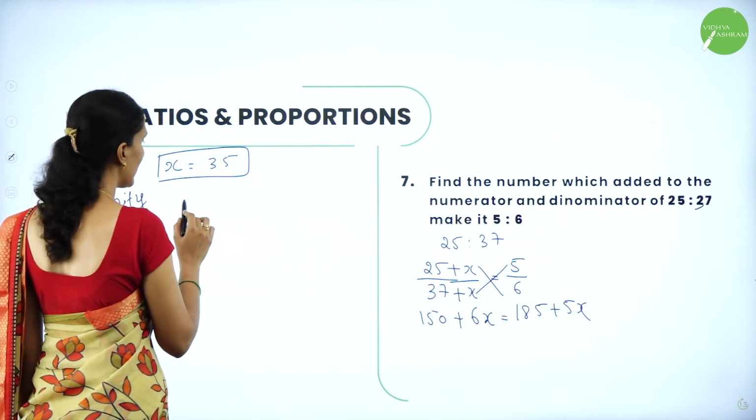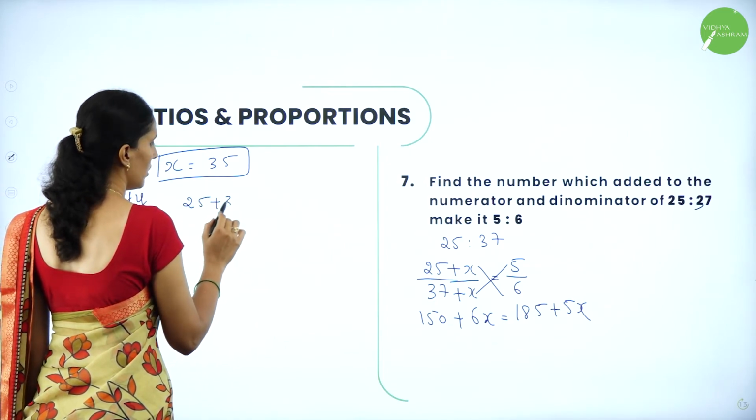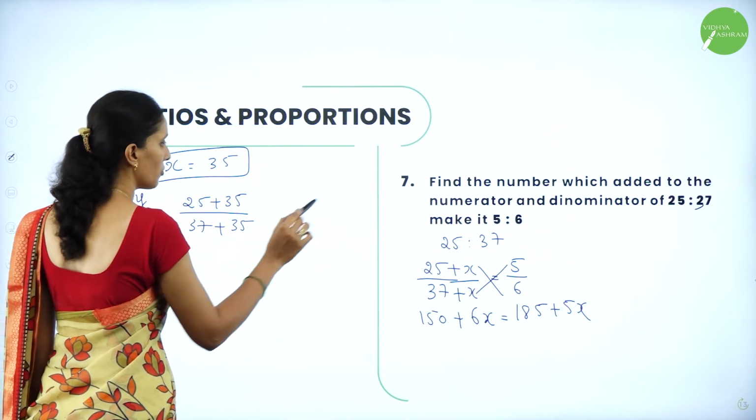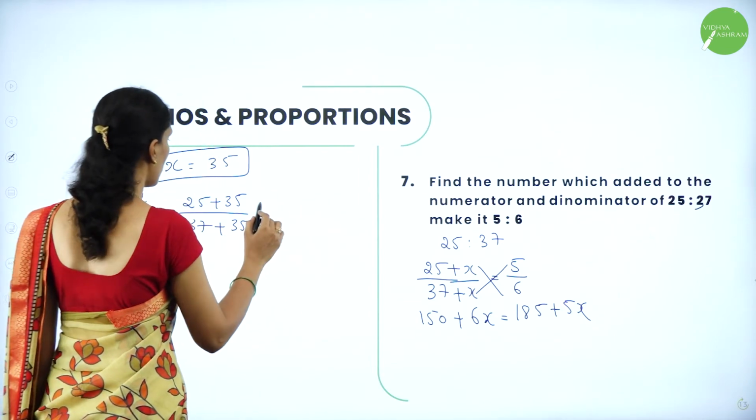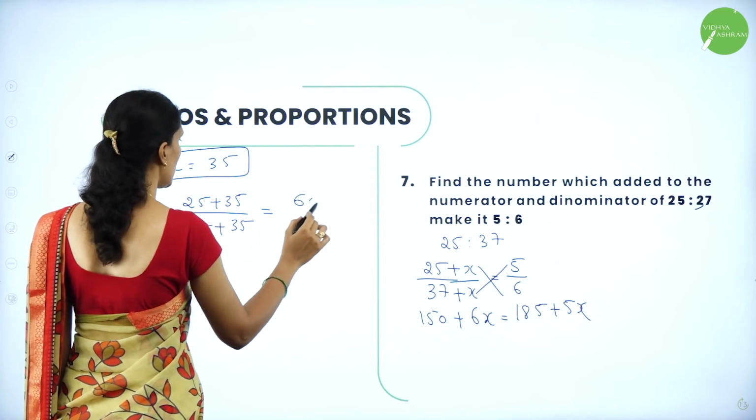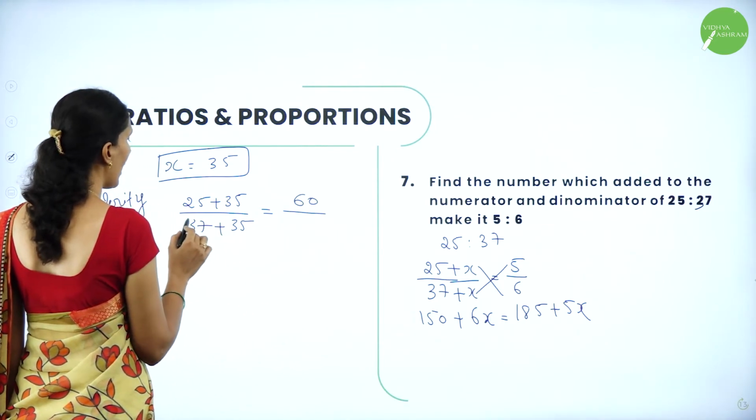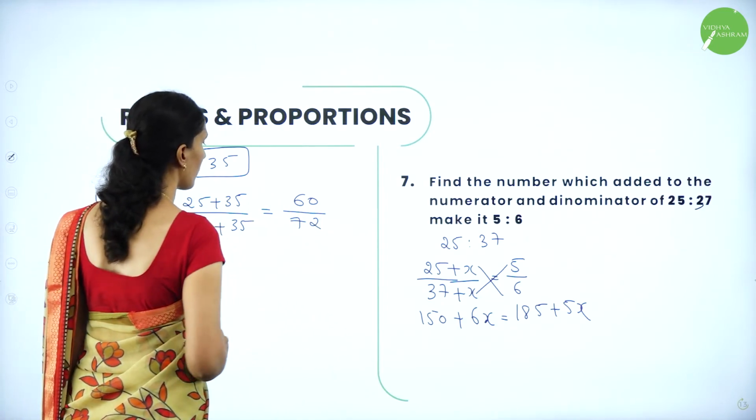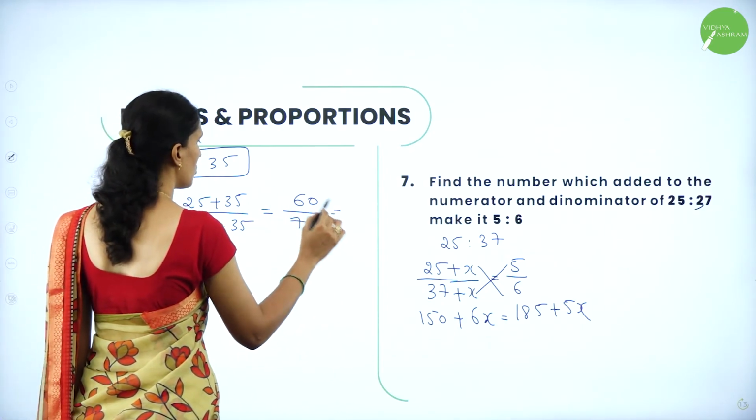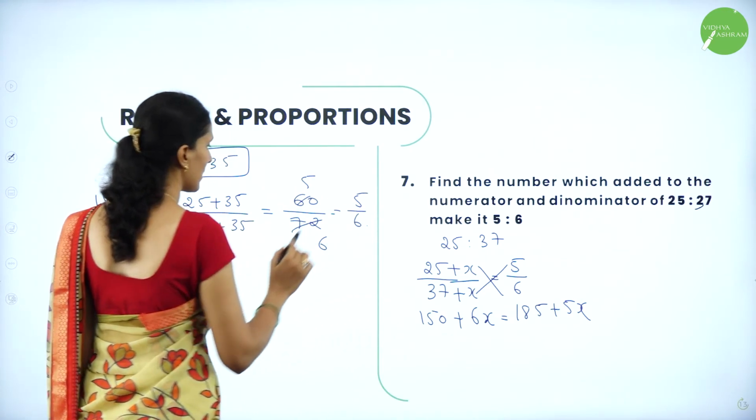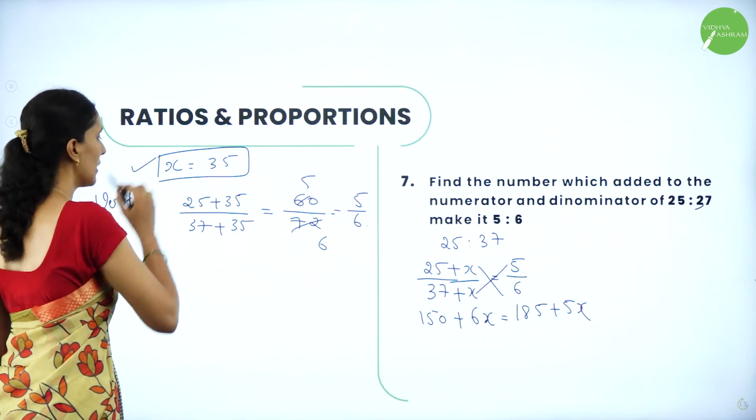When you add 35 to the numerator and denominator, you should get the ratio 5 is to 6. So let me add: 25 plus 35 is 60 and 35 plus 37 is 72. So this is 12 5s are 60, 12 6s are 72. That is 5 is to 6. So therefore, my answer is correct.